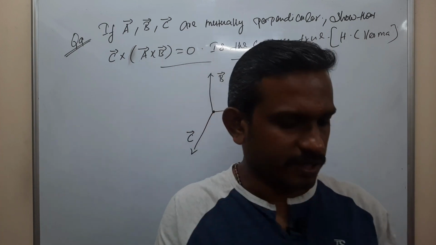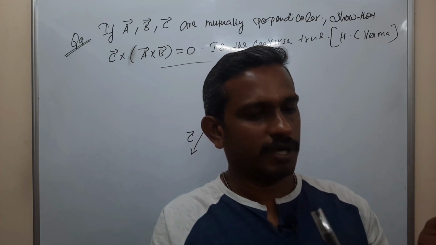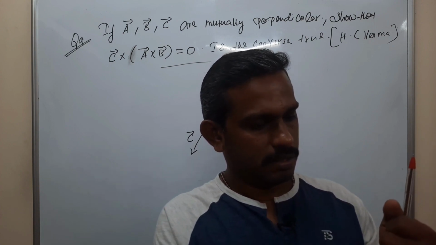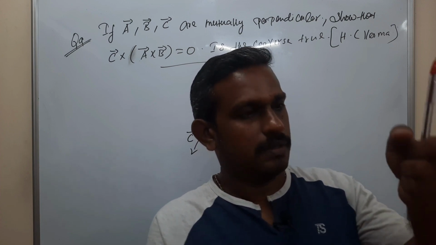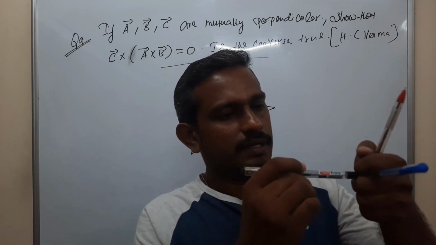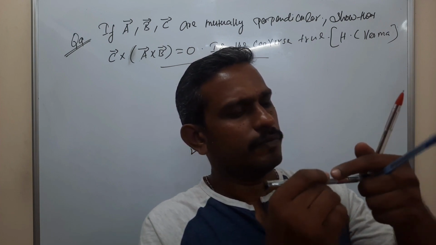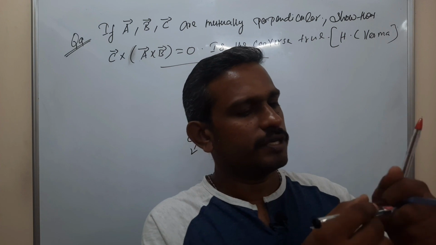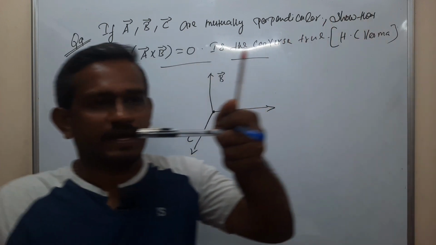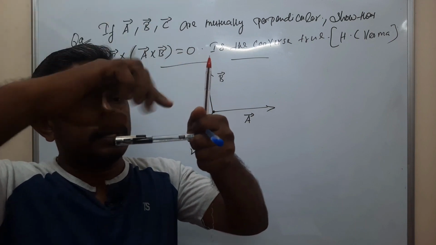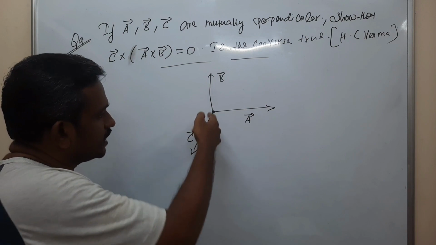See, these are the three vectors. Okay, three vectors. Perpendicular, right? Perpendicular. Then the third vector is also perpendicular. Mutually perpendicular. It is like this: A vector, B vector, C vector. So this C vector is like this.